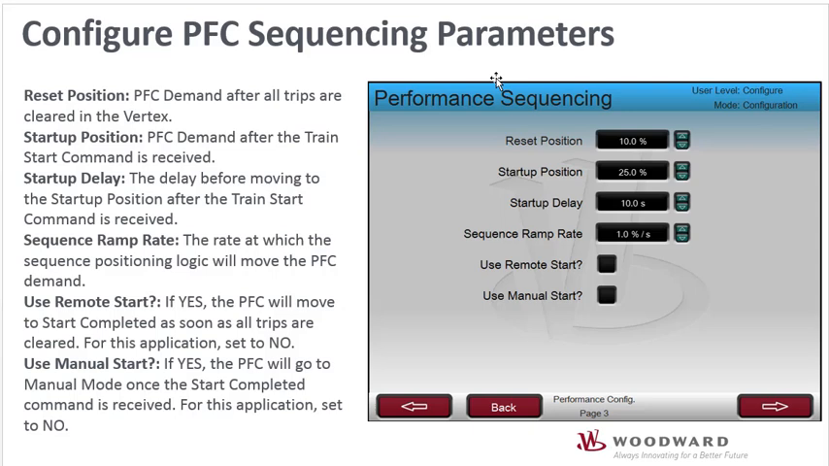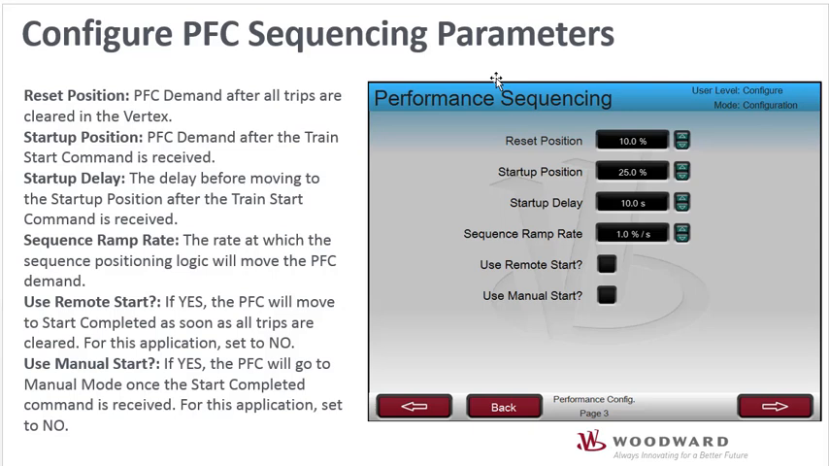A startup delay can be added to delay how long it takes between receiving the start command and actually ramping to the start position. The sequence ramp rate defines how fast we're going to ramp between these various positions, and we can select whether or not we want to use a remote start. So remote start would mean that we're not going to receive a Boolean input from the prime mover control to indicate that the unit is started. If this box is checked, then once all the trips are cleared in the Vertex, we simply ramp to the startup position.